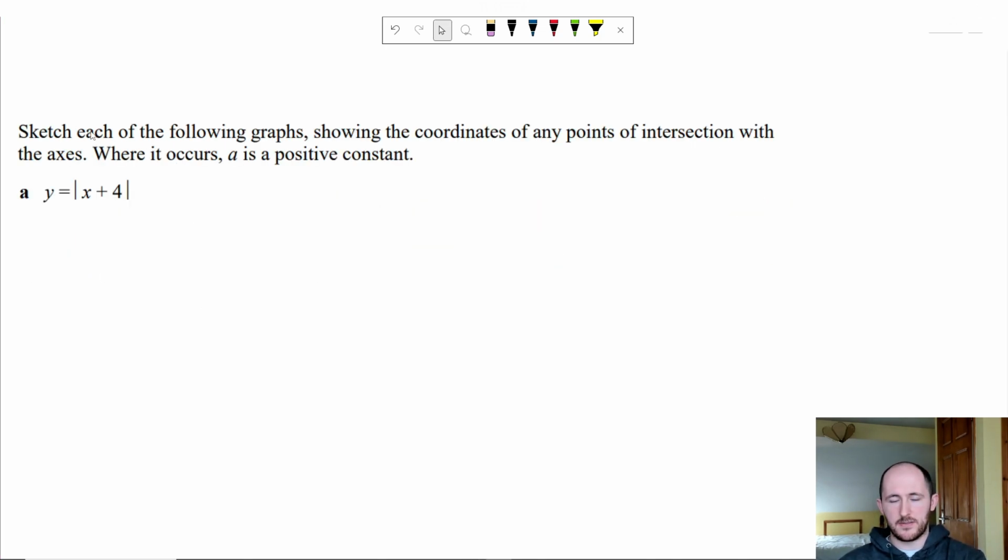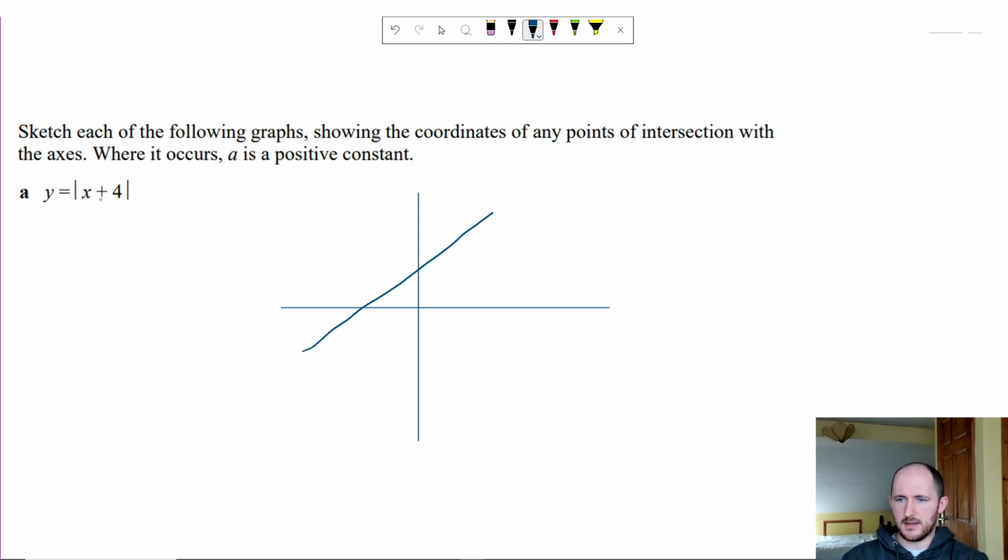The next thing that's really useful is when you have to sketch graphs. So sketch each of the following graphs showing the coordinates of any points of intersection with the axes. For example, if I just draw the regular y equals x plus 4 graph, here is what I would get. I'm going to draw this in blue. We'll get a line that goes through here, y equals x plus 4, which means the y-intercept is 4, and this value over here is when y equals 0, so 0 equals x plus 4, so minus 4 equals x, so that value would be minus 4 over here.